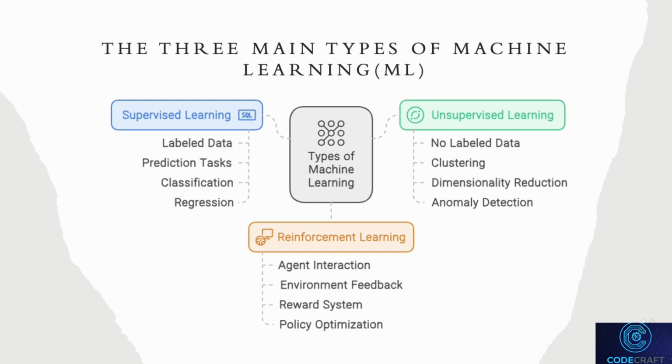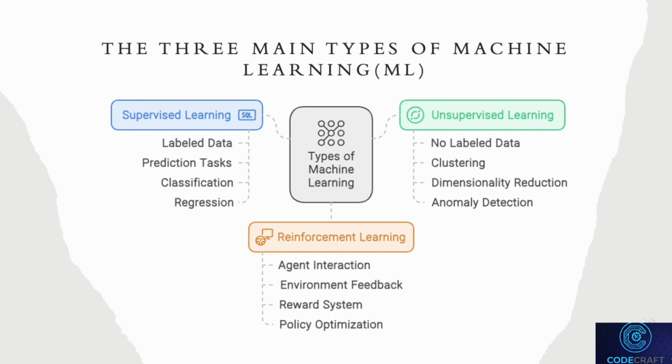Next is unsupervised learning. Here, the data doesn't come with labels, so the machine has to figure out the patterns and relationships on its own. This type of learning is commonly used for clustering, dimensionality reduction, and anomaly detection, where the machine organizes the data into groups or identifies outliers without being explicitly told what to look for.